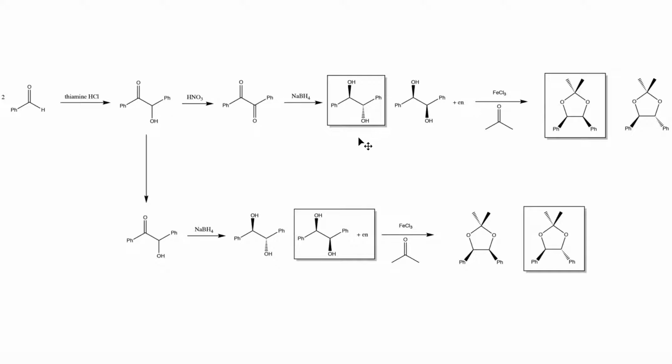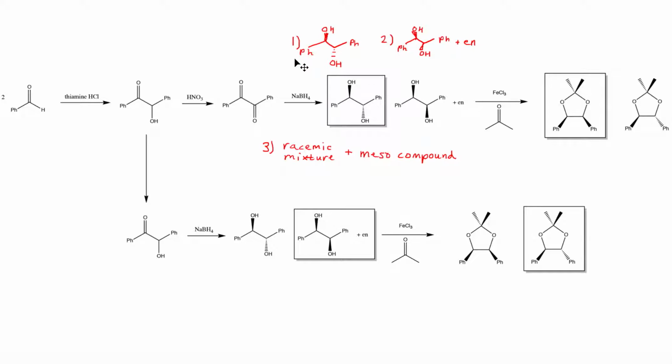A complication that arises in this reaction is determining the stereoisomer of hydrobenzoin that is produced after we react benzil, this molecule right here, with sodium borohydride. As you can see, hydrobenzoin has two chirality centers, right here and right here. What this means is that there are three possible outcomes that can occur after we perform the reduction reaction of benzil. The first outcome is when we only produce the meso stereoisomer of hydrobenzoin.